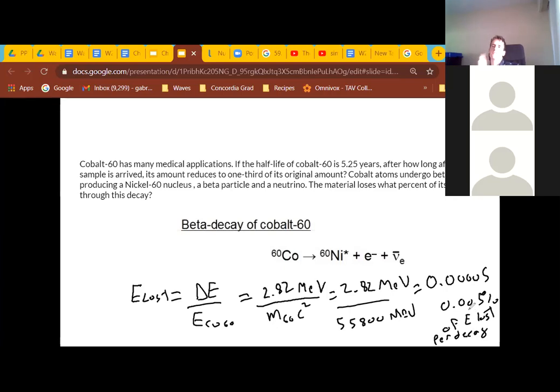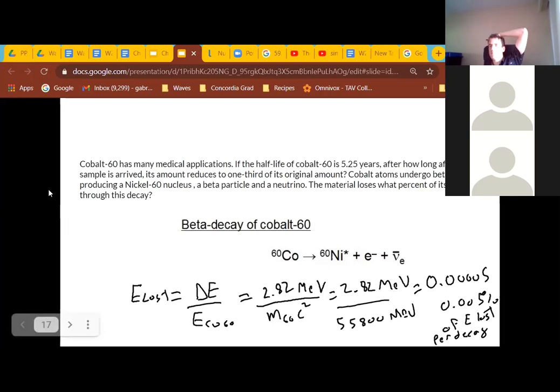That's not much for a single reaction, but if you have a really large radioactive sample and it all started decaying really quickly because the sample's so large, then a lot of energy will be produced in a short amount of time, despite it being a small fraction of the total energy.